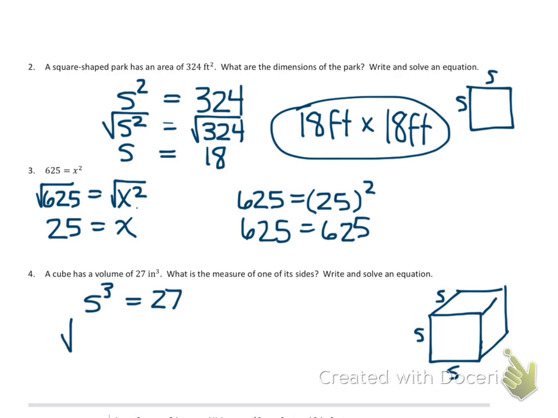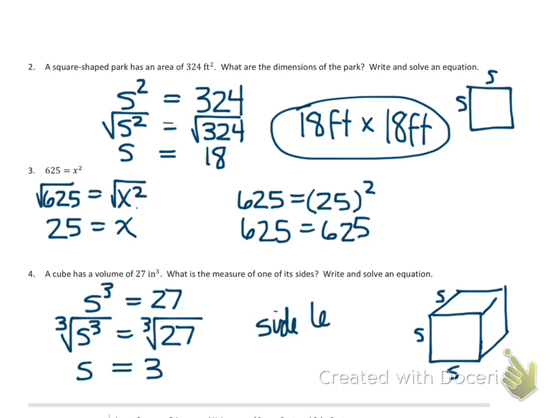So to solve this one, we need to take the cube root of both sides, the cube root of 27. So the cube root of S cubed is S, and the cube root of 27 is 3. So the side length is inches, so it's 3 inches.